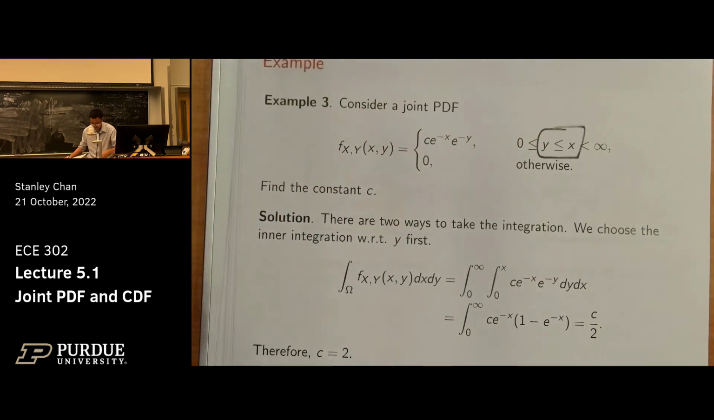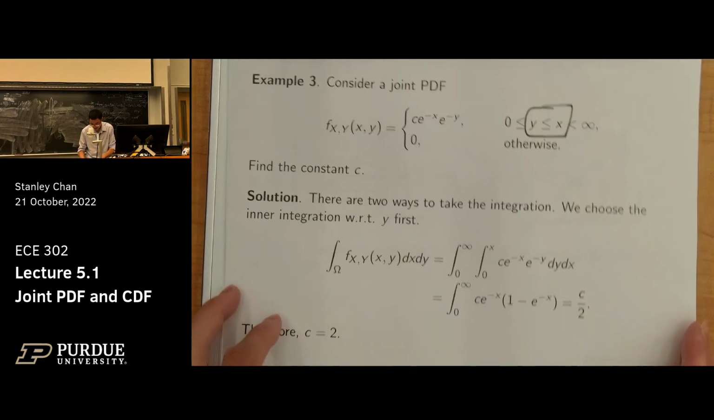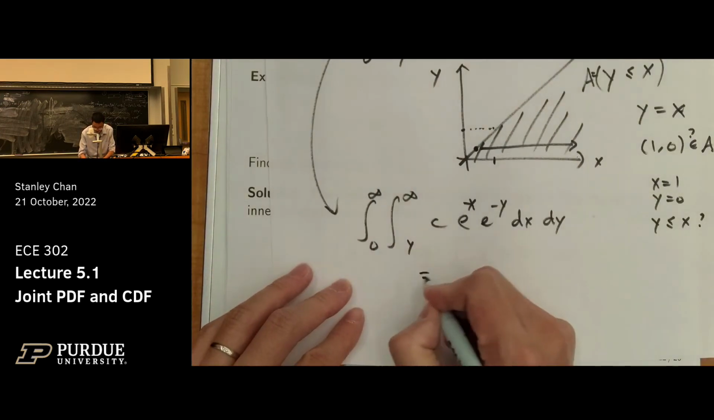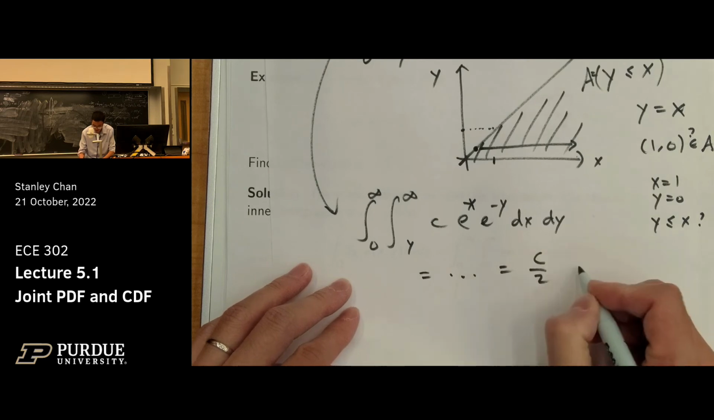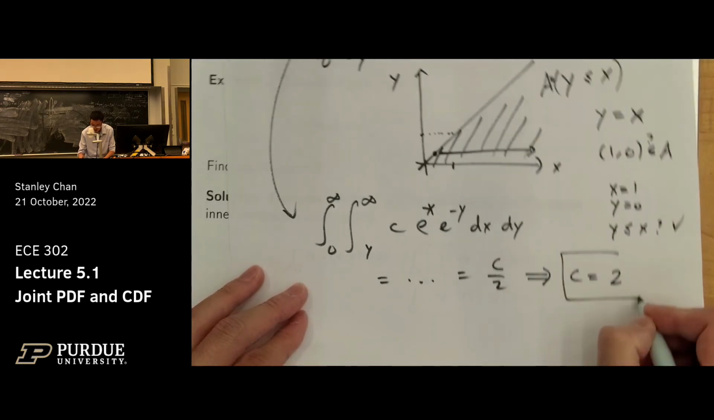Okay, so time to skip all these. I'm lazy. So you can do this integration, and then ultimately you can show that it equals c over 2. And so that means c equals 2. So that would be the answer.